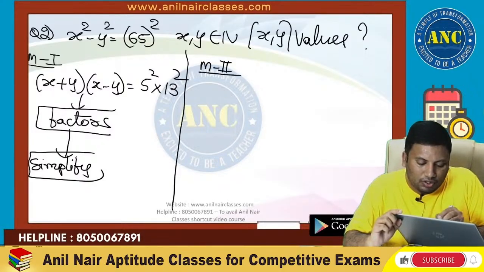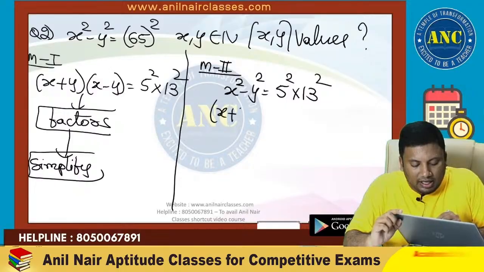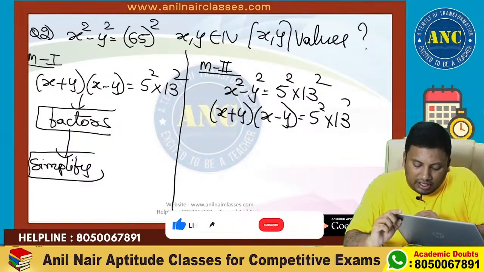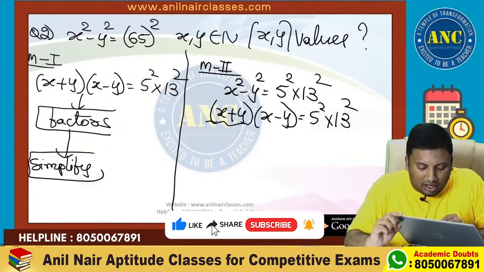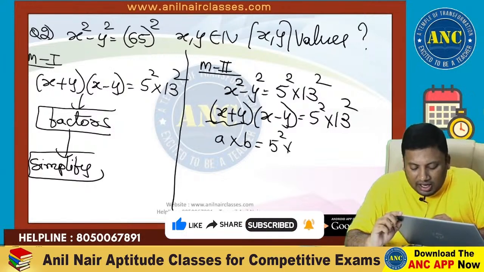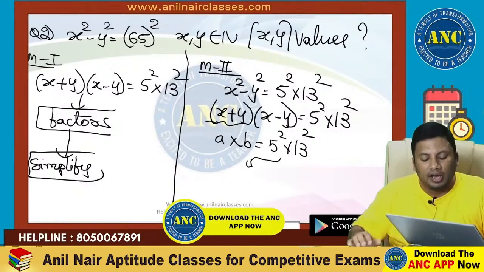Method number 2. X square minus y square equals 5 square into 13 square. These are nothing but x plus y into x minus y, equal to 5 square into 13 square. X and y are natural numbers. If I call these A and these B, in how many ways can you write a number as a product of 2 variables?